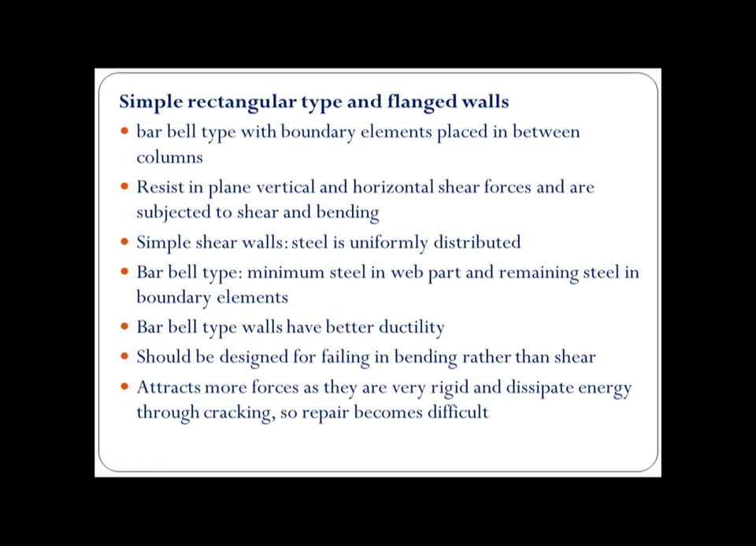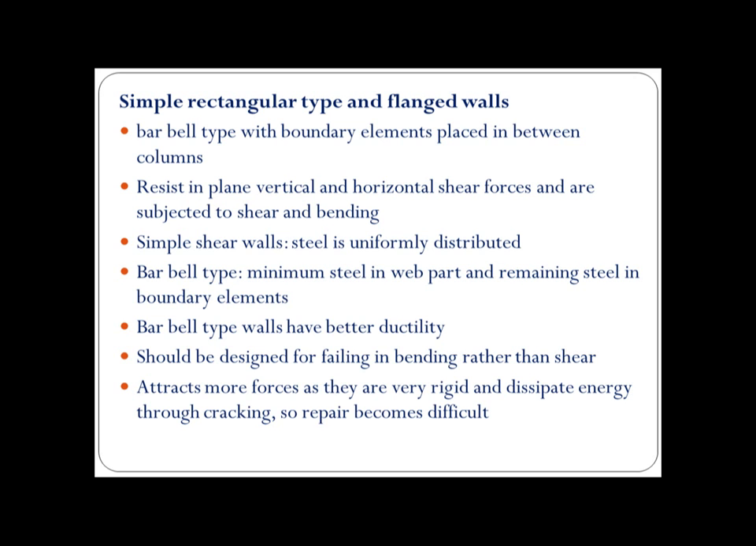Simple rectangular type and flanged walls. Simple rectangular is just rectangular in plan, whereas for the flanged one we normally have the barbell type, which we use as boundary elements placed between columns. This resists in-plane vertical and horizontal forces and is subjected to shear and bending. So shear and bending forces are developed in a shear wall.